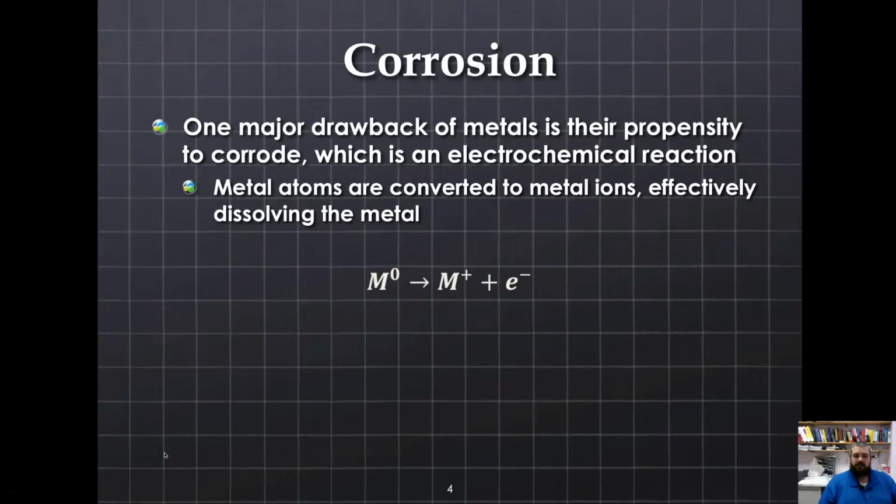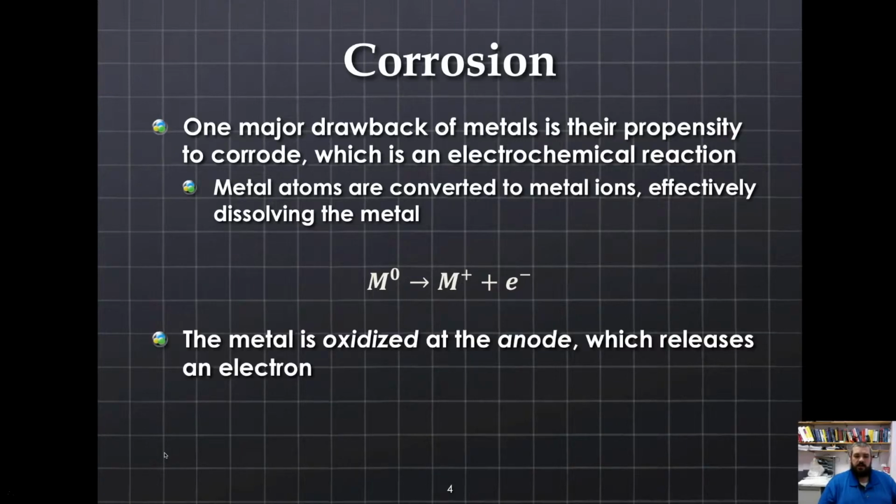You have a metal solid going to a metal cation plus an electron. That electron is released, and the metal ion is then dissolved into an aqueous solution. Here we talk about an oxidation. That's the process by which the metal loses that electron. That occurs at something called the anode. For those of you that have taken an electrical circuit course, this is the cathode and anode. These are where these electrical reactions are occurring.